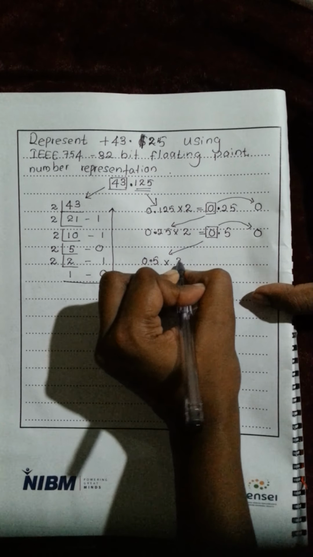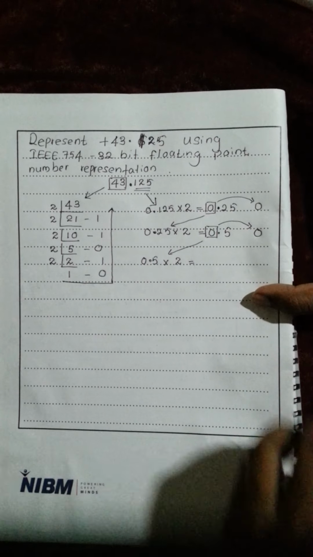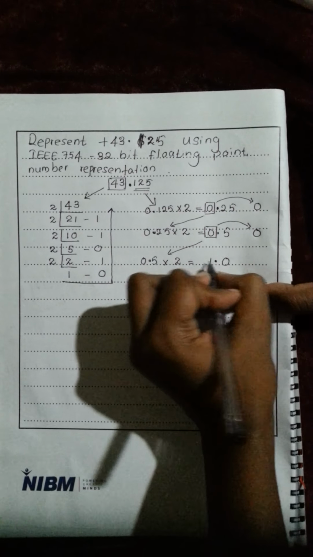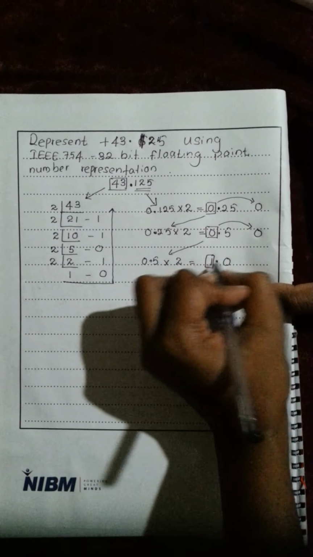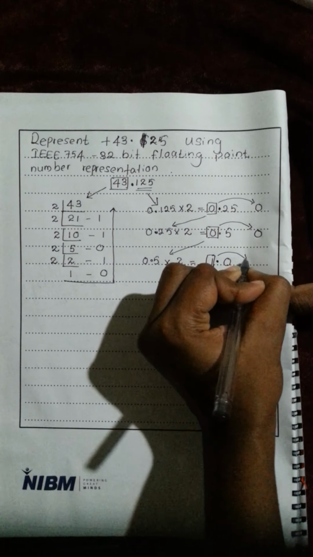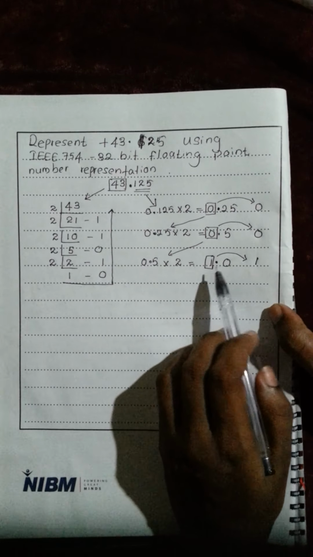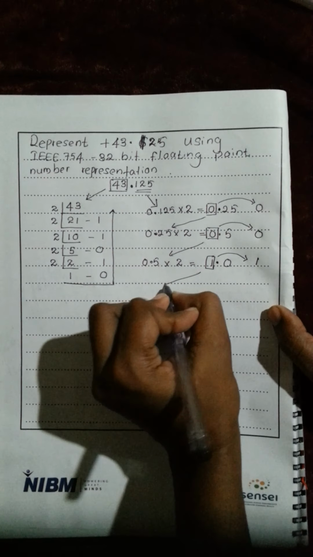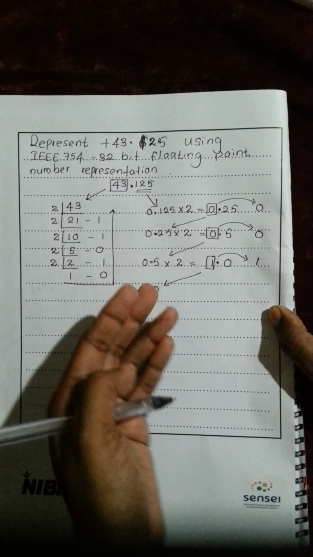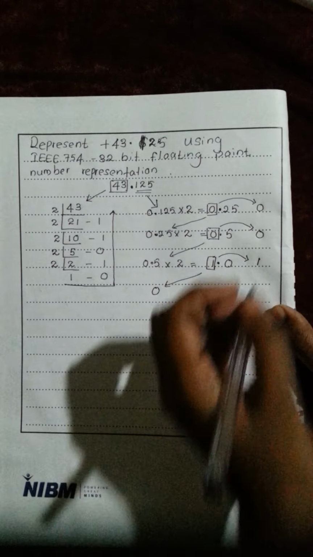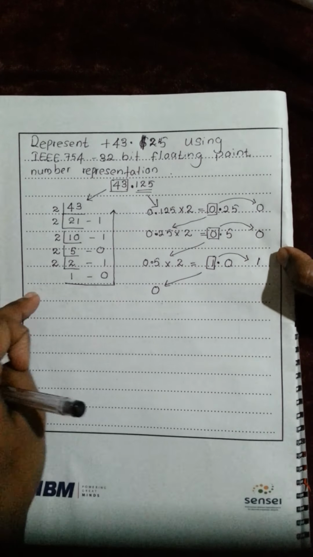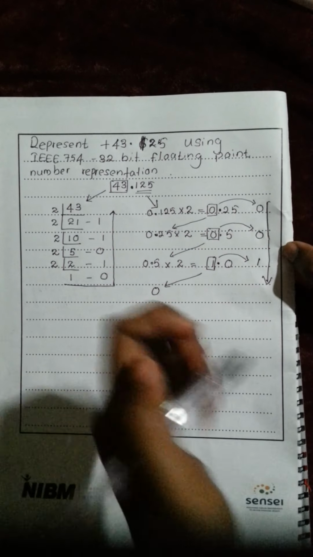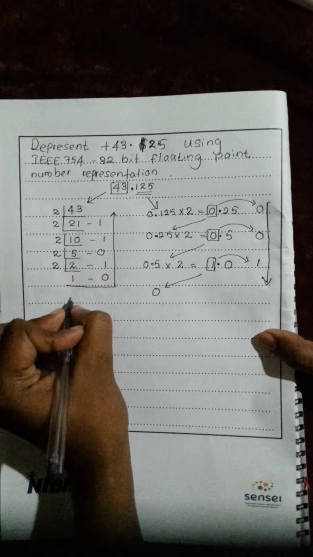Right, I'm again multiplying it by 2. If we multiply 0.5 by 2, I'm getting 1.0. If I write the value before the decimal point, I have 1. I write 1 here. So I'm now subtracting 1 from 1.0, and I'm getting 0. So we have to do this until we meet 0, right? In the integer part we wrote the remainders from here to here, but in this case we write from top to bottom.